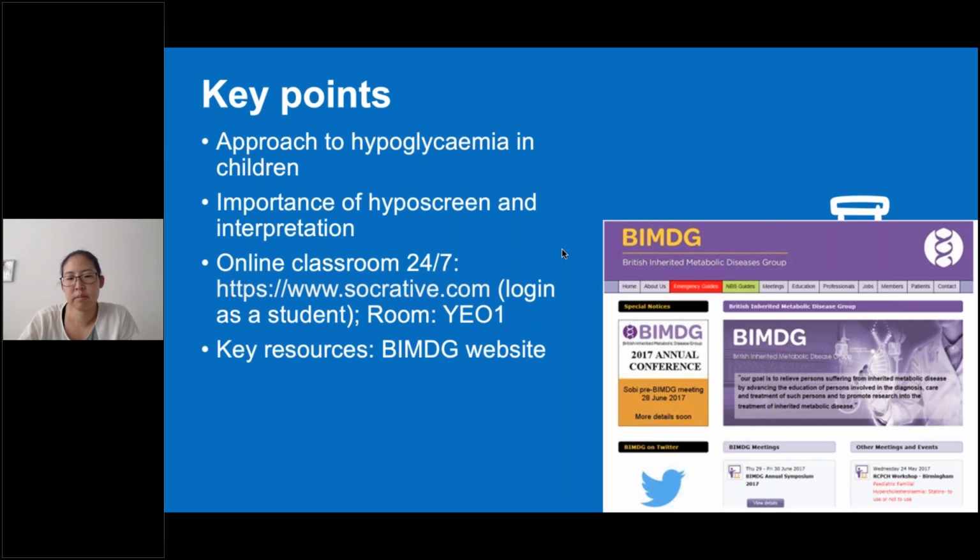But I think one of the key resources that everybody should know about is the BIMDG guidelines. It's the British Inherited Metabolic Disease Group website. If you type BIMDG into Google, it will be the first thing that comes up. It has emergency guides on it, so that's the red tab that you see there. When you click on it, you will be asked to do simple maths to make sure that you are human. And you can find very clear guides on not just hypoglycemia, but other things like organic acidemias or anything that comes into your A&E and you're not sure how to deal with. Usually there is a guide there, but if not, always contact your metabolic team much earlier on.